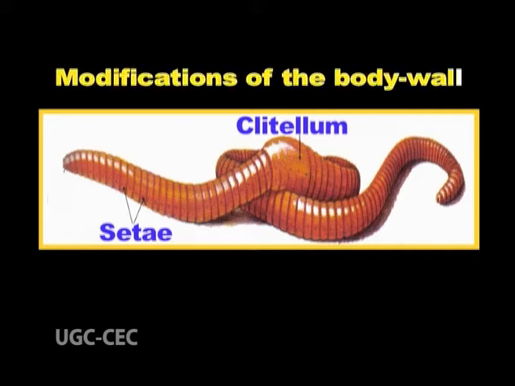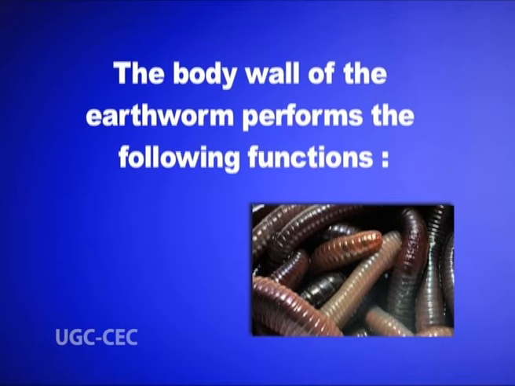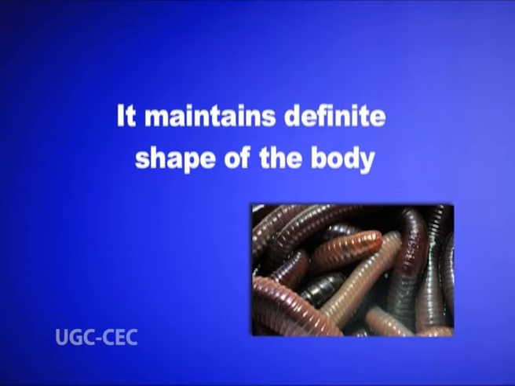Modifications of the body wall. Clitellum and setae are important modifications of the body wall. The body wall of the earthworm performs the following functions: it maintains the definite shape of the body, it protects the internal organs and fluids of the body from mechanical injuries.